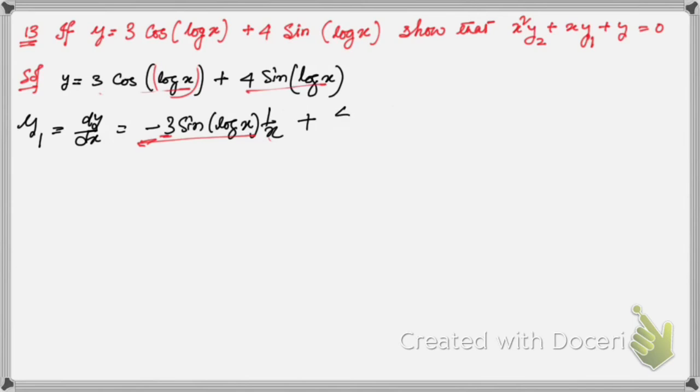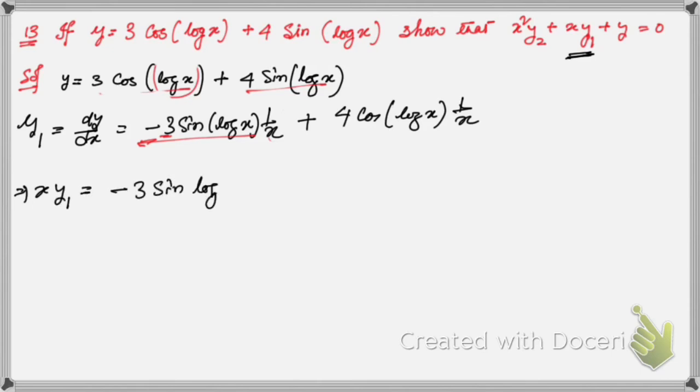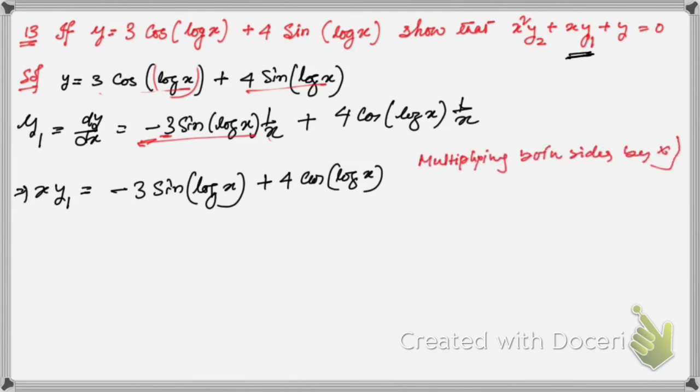Similarly, if you differentiate 4 sine of log of x, you will get 4 cos of log x 1 by x. So now multiply both sides by x. If you multiply both sides by x, then you will get this. So multiplying both sides by x. So hope you have understood.